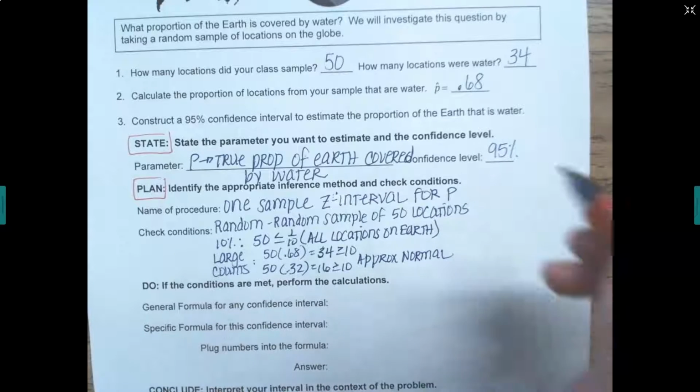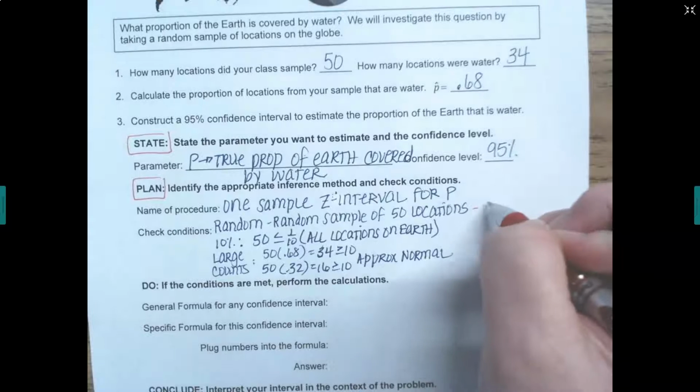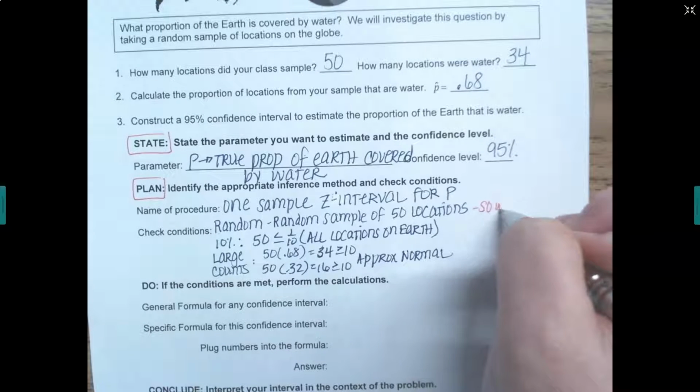Okay, so now before we move on, I want to just stop and talk about these conditions, to remind you why we do them. Random is so we can generalize to the population.